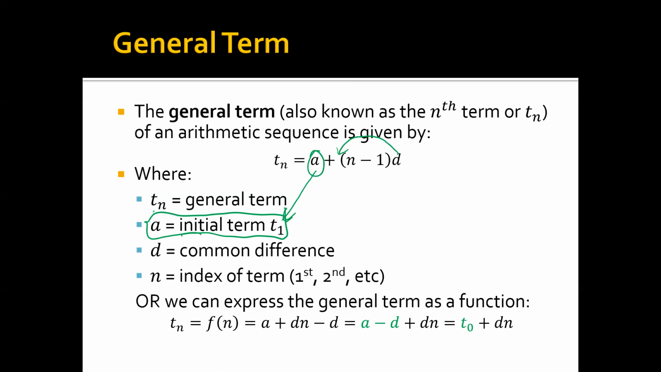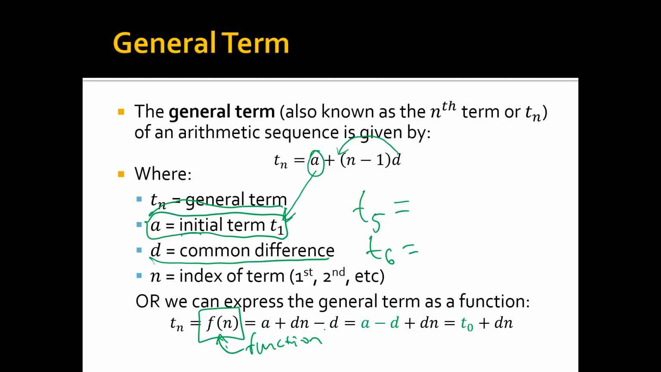T at n, of course, represents the general term. The common difference is represented by d, and n simply represents the index of the term. So whatever term you're looking for. So if you're looking for the 5th term, then you're going to be putting t at 5. If you're looking for the 6th term, you're going to be looking for t at 6. And because we learned about functions, you can actually express it differently. You can express it as f at n. That is also acceptable as well. This is a different way that you can express it as a function.